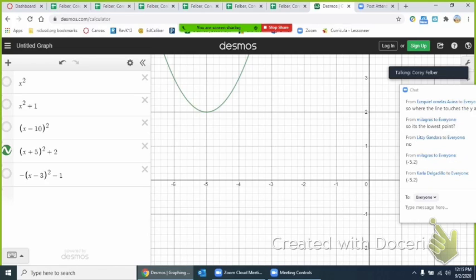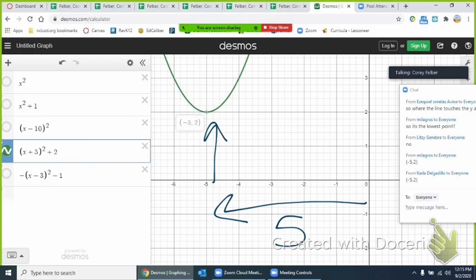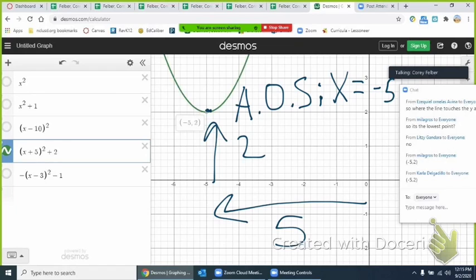Excellent. Remember, we always start from the middle, and to get to this point right here, we're going to have to go left 5 from the middle, and then up 2. So this is our vertex. Vertex is -5, comma 2. So that means our axis of symmetry, and I'm just going to write it like this because I'm tired of writing axis of symmetry, is going to be x equals -5.